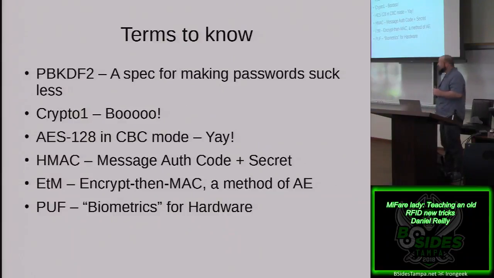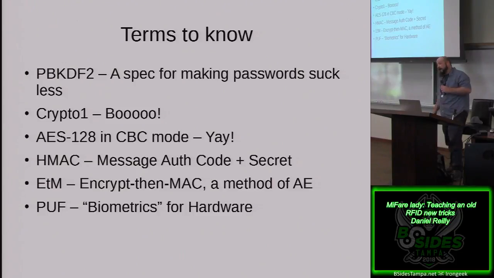Thank you. All right, so before we get started, you've got to know some terminology. Some of those things look scary, but I promise they're not. The first one up there, PBKDF2, that's the password-based key derivation function. You take a crappy password, you get back something that's not nearly as crappy, 32 bytes long, based on the password, so it's recoverable. Crypto 1: all you need to know about Crypto 1 is that it's horrible. You hear Crypto 1, you think boo. AES-128, that's the opposite. That's yay. We love AES.